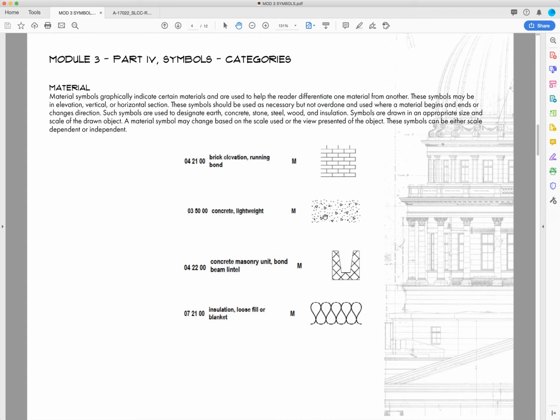So if we look, here's that lightweight concrete. I will forever destroy this for you and say that whenever I see this, I think of like a 90s Doritos commercial. So Doritos and Doritos dust all over the place.